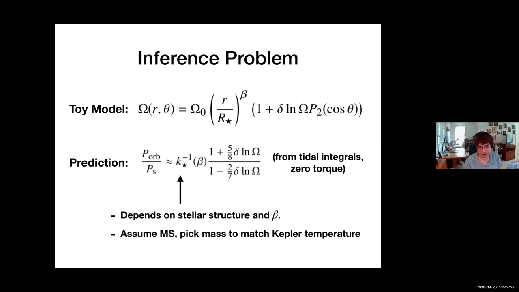So for each star in the sample, we had to have a MESA model to compare against. So what we did was we used the Kepler reported temperatures, we assumed that all of the objects were on the main sequence, and we picked the mass to match the temperature. So it's a very crude thing, but it gives us enough to calculate this thing we're calling K-star.